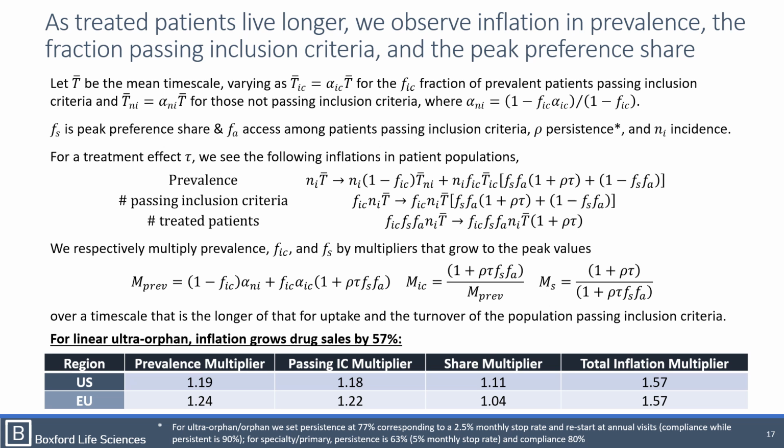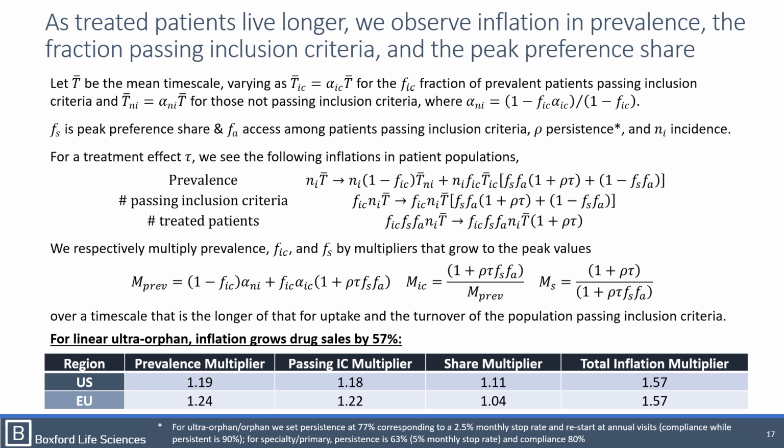Now, one nuance of the forecast here is that, as we see, when patients are treated, it slows down disease progression, and so they survive for longer. The net result is an inflation in prevalence, in the fraction of patients who pass inclusion criteria, and in the peak preference share that, as we see below in a second, can be quite significant when the treatment effect is large. I won't walk into all the details of the derivation, but we show the basic results here.